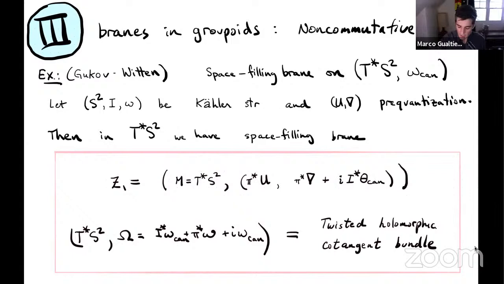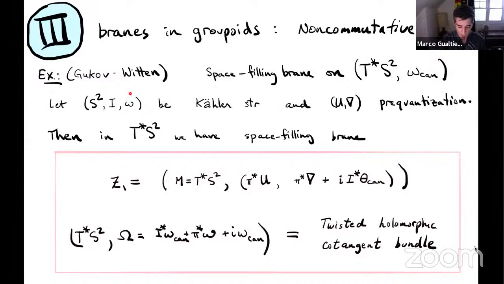Let's look at S2 and take its cotangent bundle with a canonical symplectic form. This is our symplectic manifold. We will be concerned with the Fukaya category of this. Now, we know that S2 is secretly a complex manifold, CP1. And so this cotangent bundle does have a holomorphic symplectic structure. And that indicates that this thing will have a space-filling brane. It has dimension 4, so it's the right dimension to have a space-filling brane. Let's see how that looks.